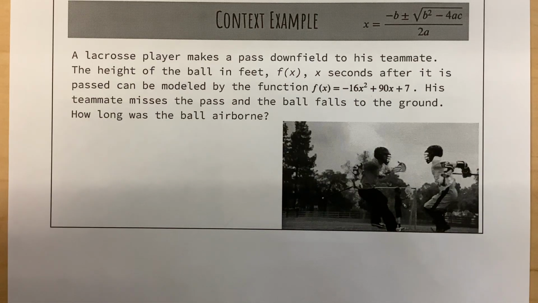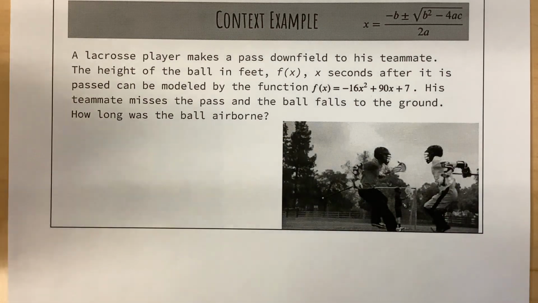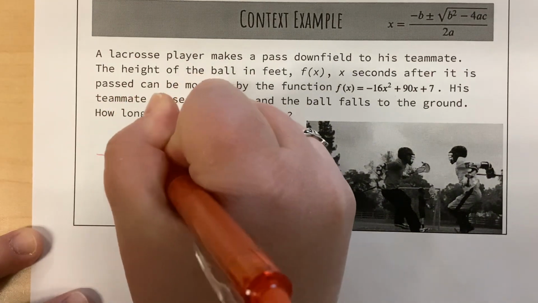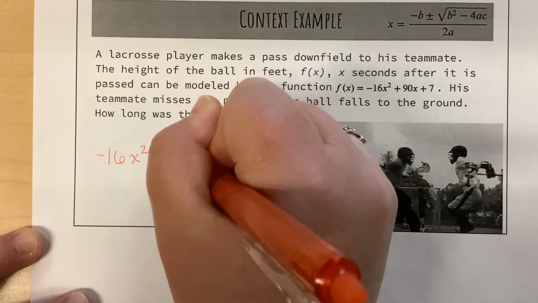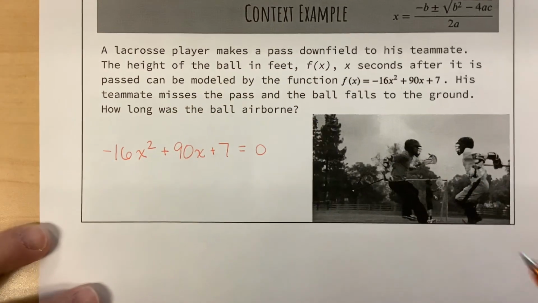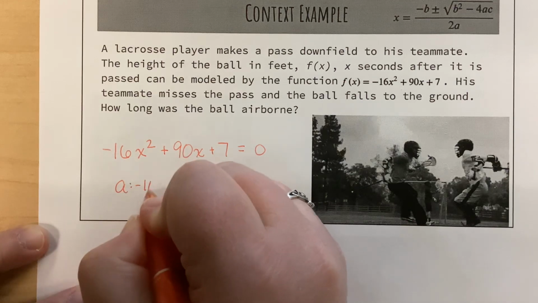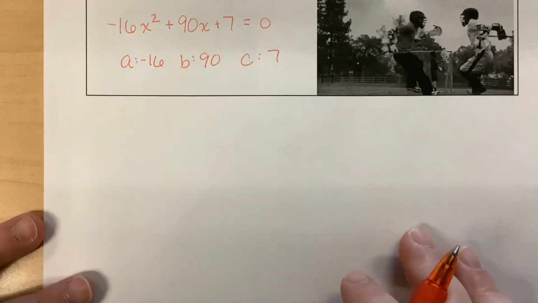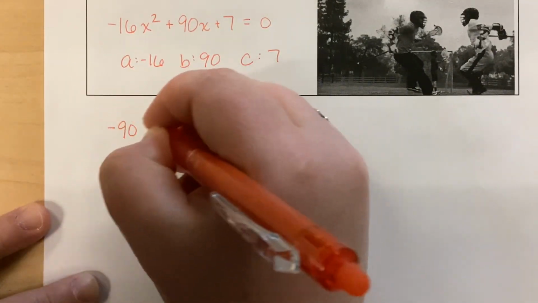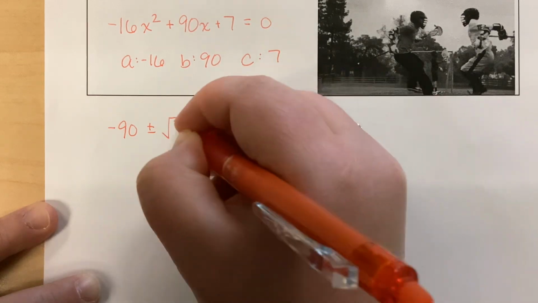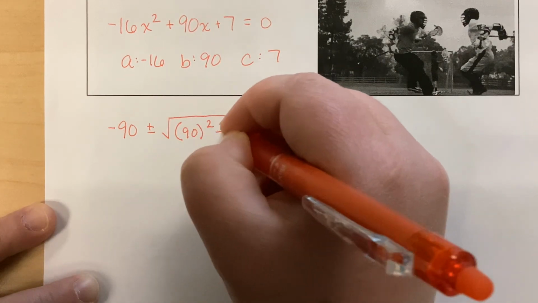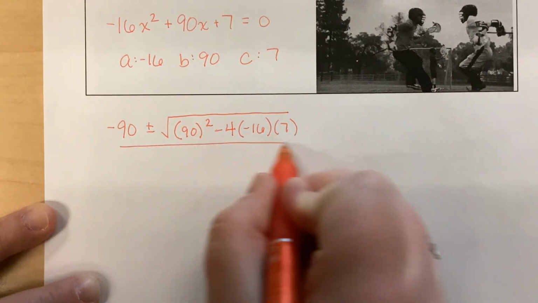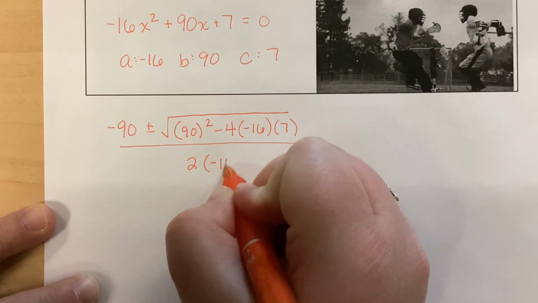His teammate misses the pass and the ball falls to the ground. How long was the ball airborne? Okay, so for starters, we're going to set it equal to 0. So negative 16x squared plus 90x plus 7 equals 0, meaning that A is negative 16, B is 90, and C is 7. So here we go. Opposite of B is negative 90 plus or minus square root 90 squared minus 4 times negative 16 times 7 all over 2 times negative 16.